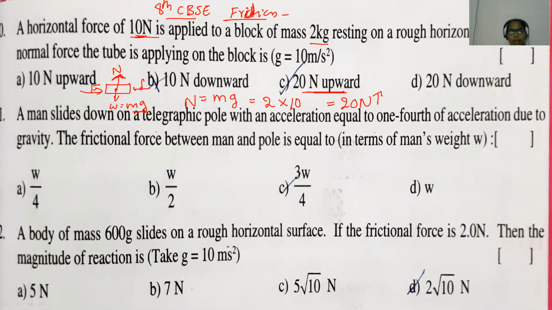A man slides down a telegraphic pole with an acceleration equal to 1/4 of the acceleration due to gravity. That means g by 4. I'll write properly: a is equal to g by 4, given. The frictional force between the man and the pole is equal to what, you need to calculate. Suppose, imagine this is an electric pole. The man is coming down from the electric pole, like this.